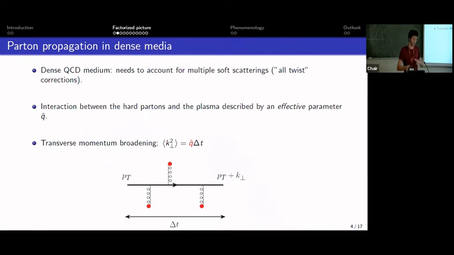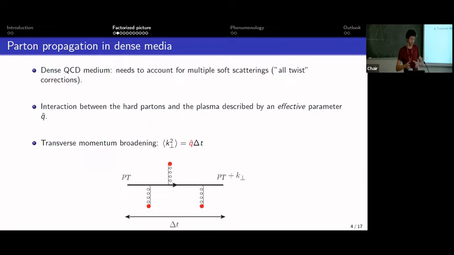So in the dilute limit, we can discuss that, of course, after or offline, but here I will mainly assume that the medium is dense enough so that there is a need to account for multiple soft scatterings. So we need to resum all these higher twist corrections.